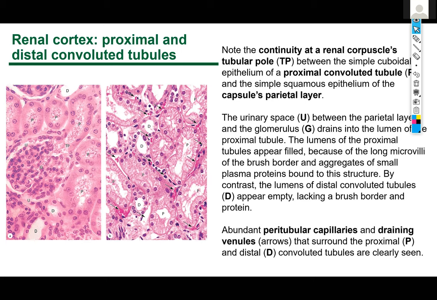Okay, so this problem that I'm showing you here, and you might be wondering what problem? The problem is this is simple cuboidal epithelium. So is this. So is that, and so is this. So you guys see how different those all look? That tends to throw students for a loop considerably. So with regard to that, here's how you tell.